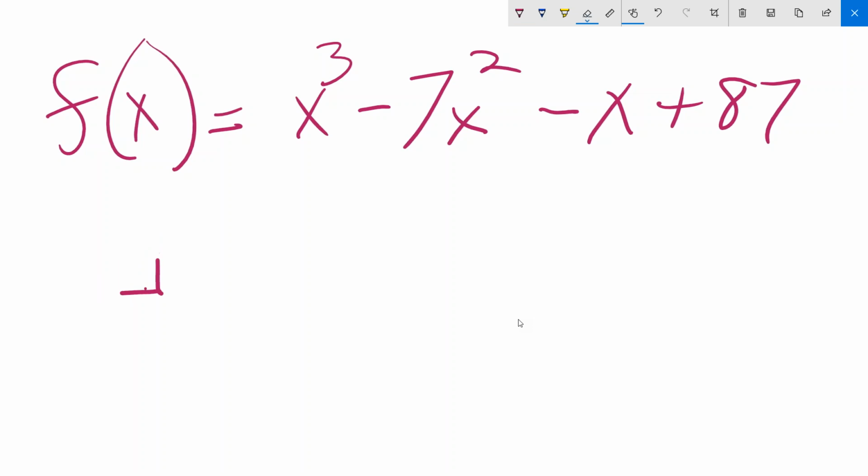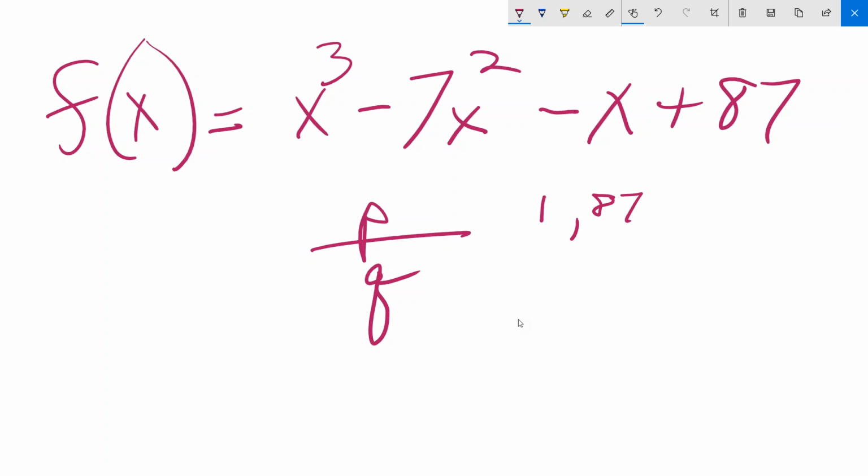Yeah. Let me just give you a quick primer on this because you're going to be given this shortly. If a cubic has a rational zero, its numerator is a factor of the constant, 87, and its denominator has to be a factor of the coefficient of the x cubed term. So the possibilities here are 1 and 87.